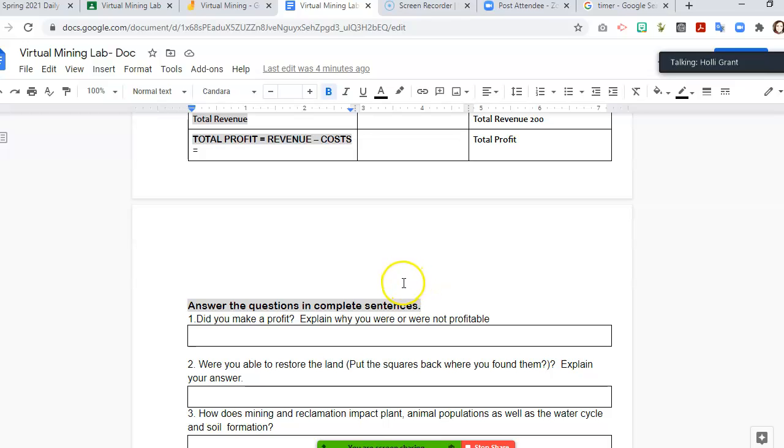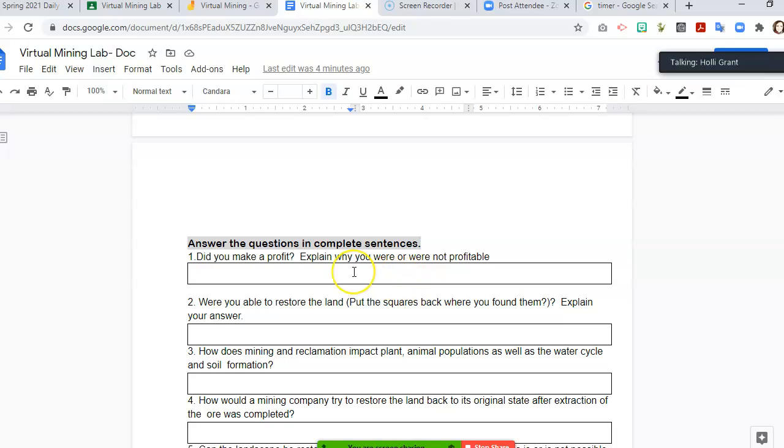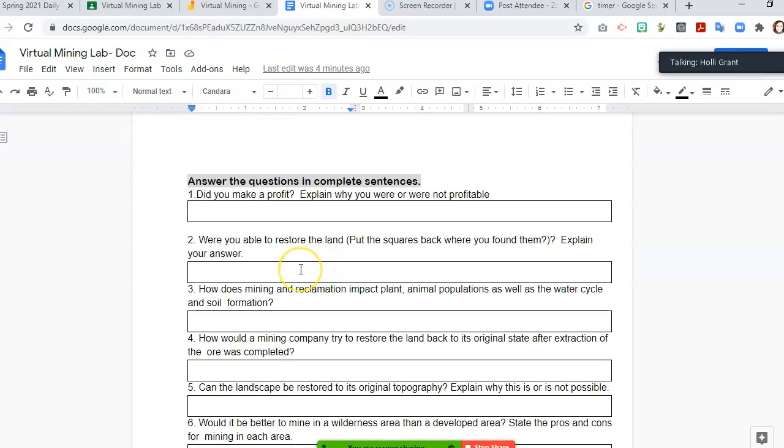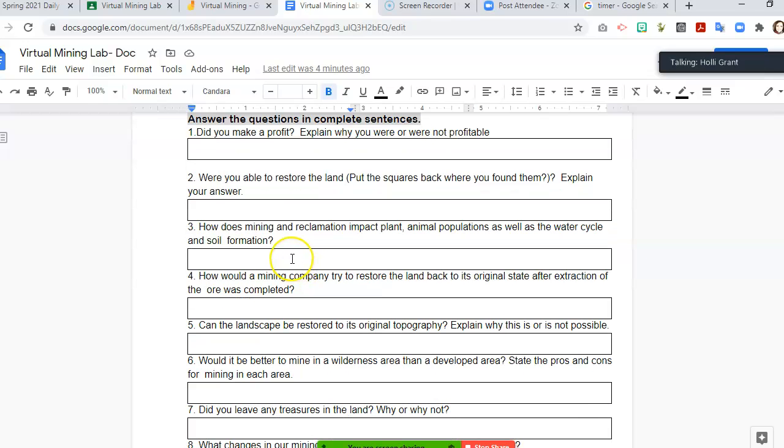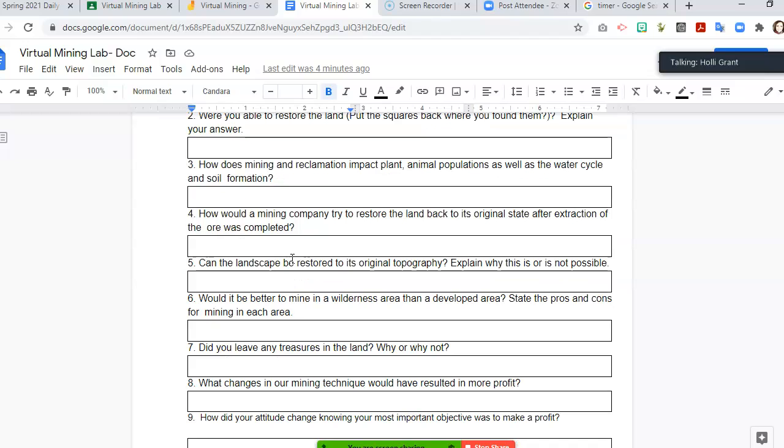Okay. So now you guys have a series of questions. Did you make a profit? Explain why you were or were not profitable. Were you able to restore the land? How does mining and reclamation impact plant and animal populations, as well as the water cycle and soil formation? Okay, so we're applying our soil that we learned earlier, and also what happens when you take away trees.